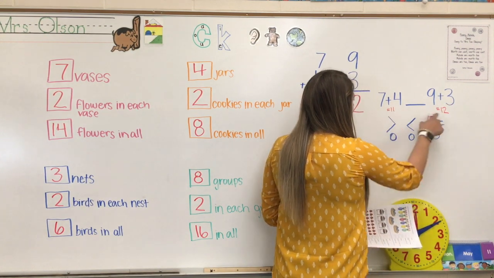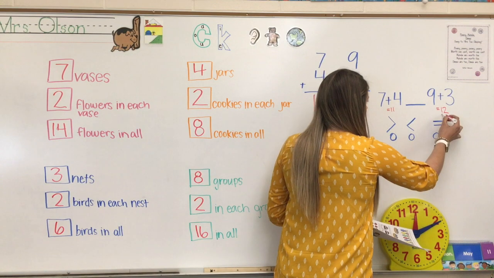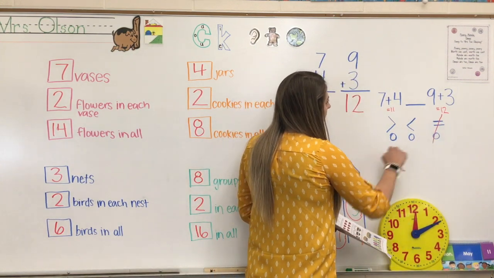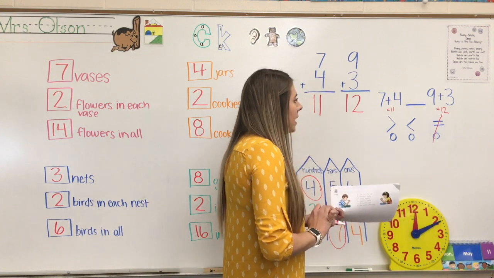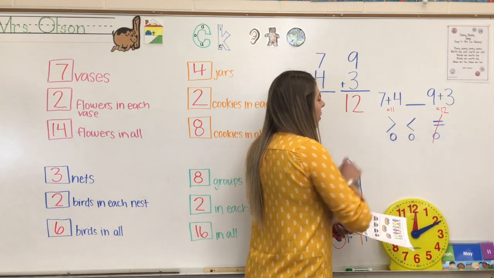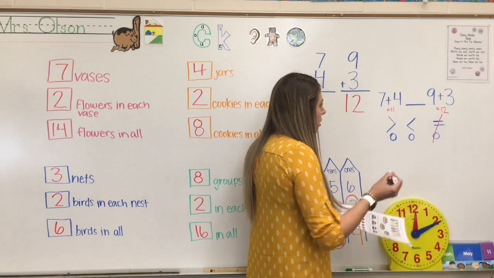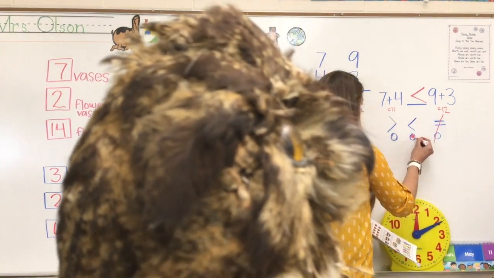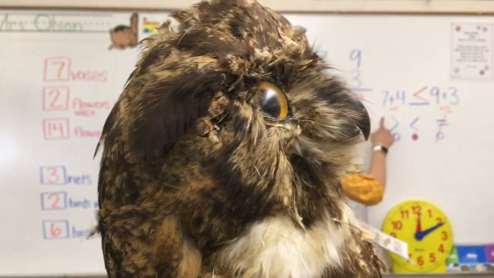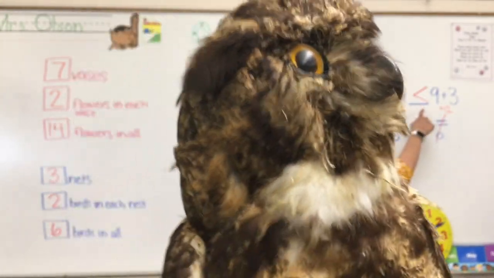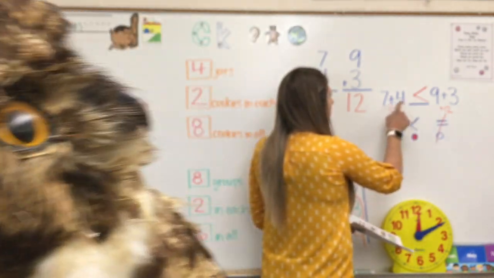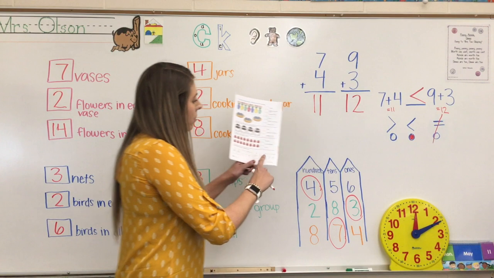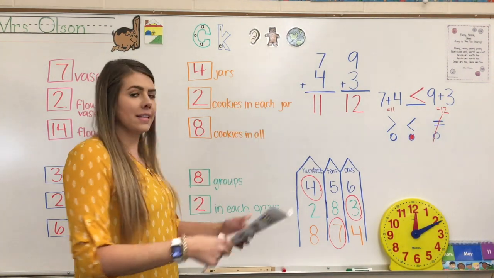Well, we know that 11 and 12 are not equal numbers, so we can cross that out. And are we going to use our greater than or less than? Well, we know that we want the mouth to point to the larger number. So we know that we're going to be using our less than symbol. So we can color that in, which means that 11 is less than 12, or 7 plus 4 is less than 9 plus 3. And then you have one more to do on your own, and that's all for your math today.